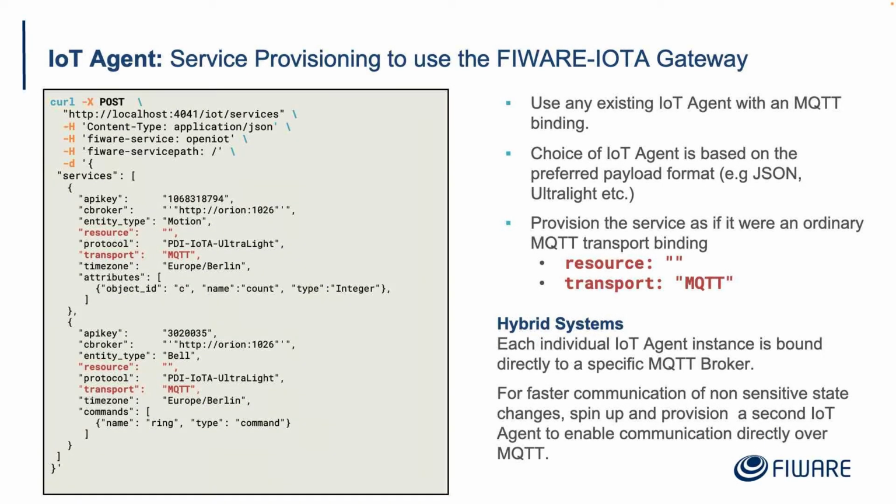How do you provision your devices? Well, I think I showed you briefly that this is an MQTT device as far as the IoT agent is concerned, because it's talking MQTT to this gateway element. Therefore, you just don't need to have a resource element when you're provisioning the service, and you can just put the transport as MQTT. You can see this one was Ultralight, and it had the ring command. Similar with the motion sensor, it knew it was a count, so that within the context broker, it will come out as count. This is all standard IoT agent stuff.